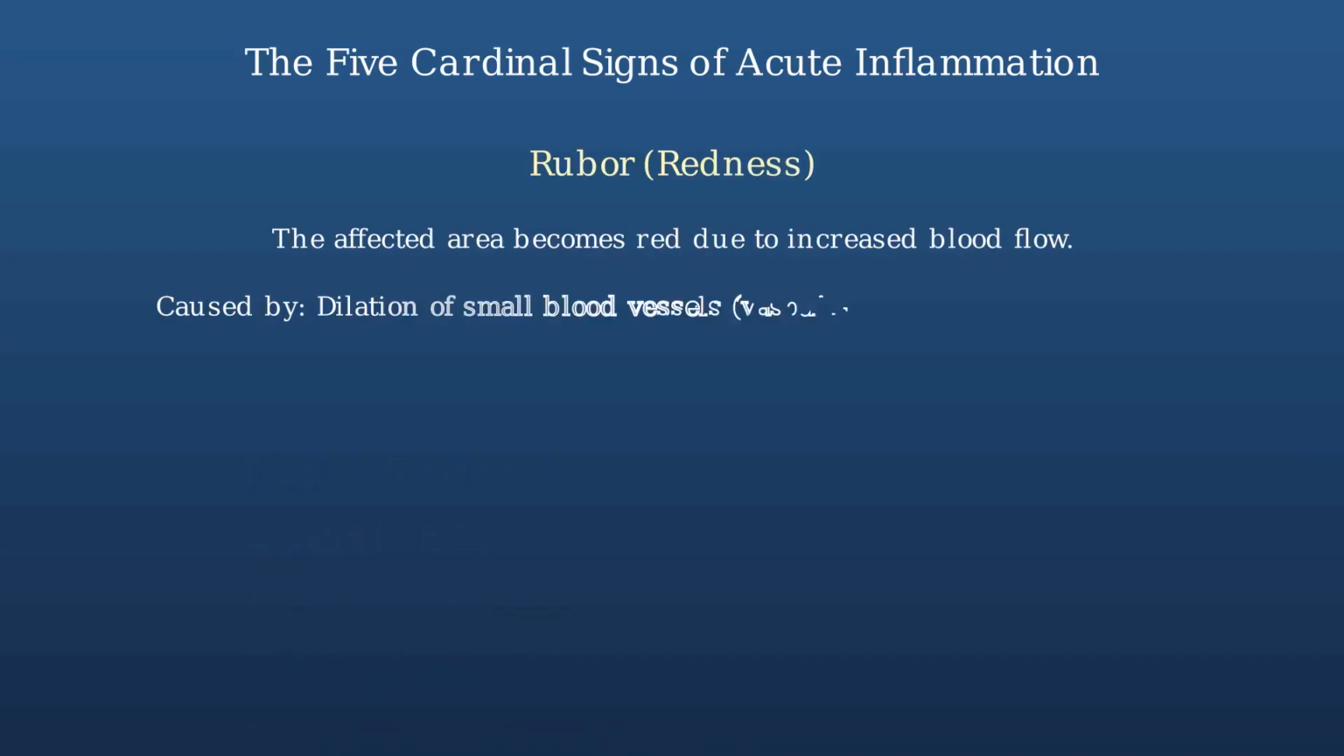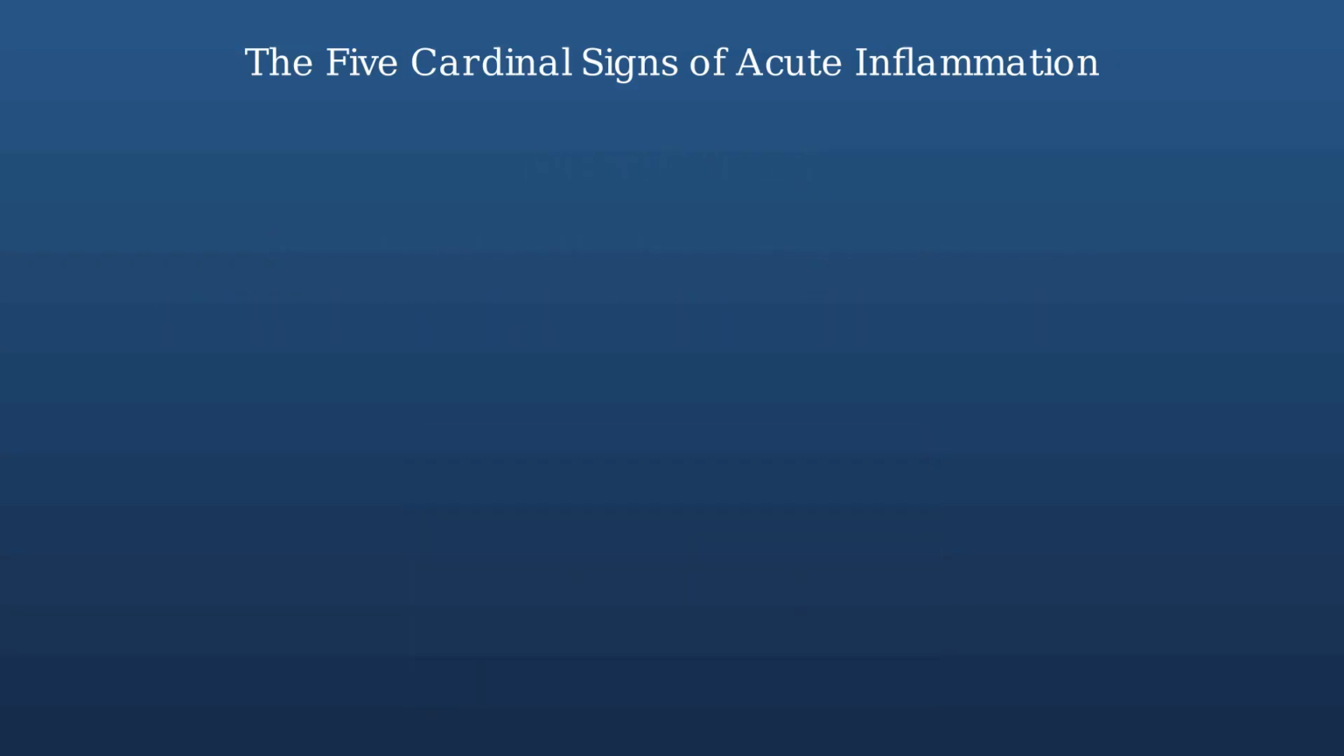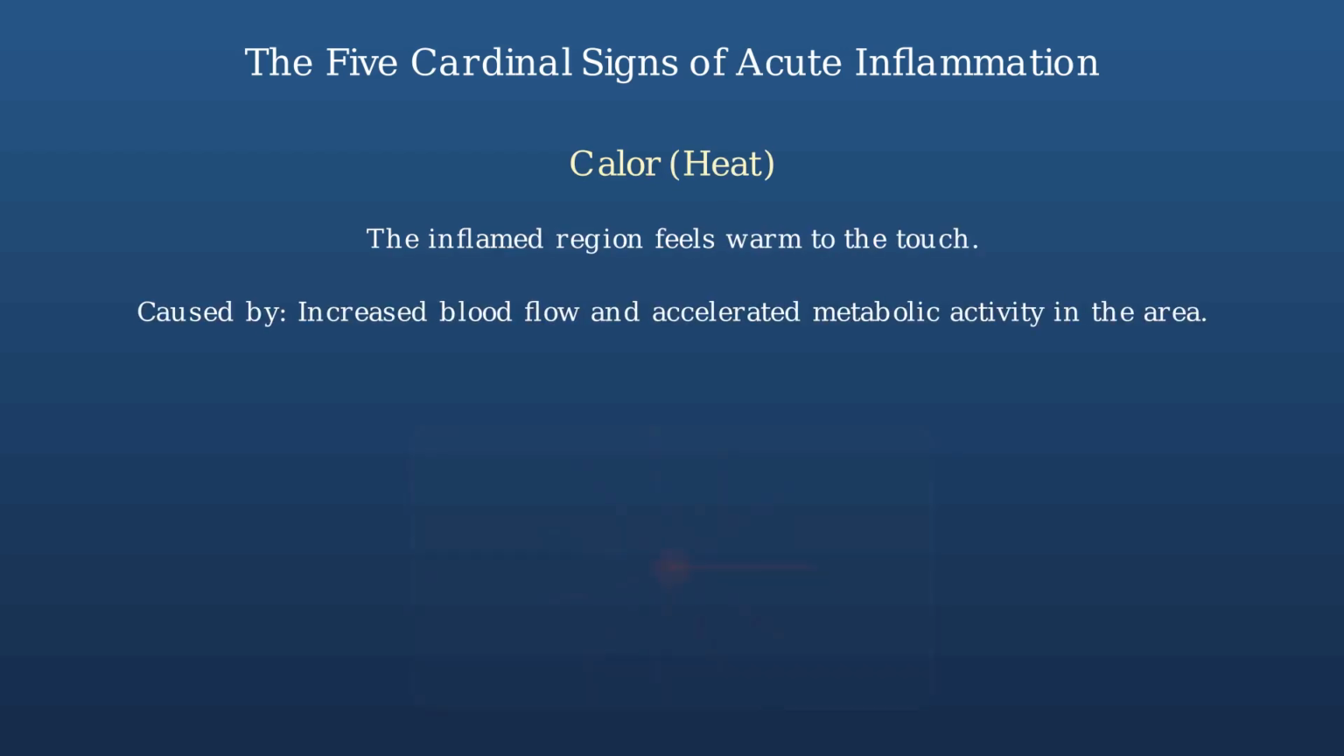The first cardinal sign is rubor, or redness. The affected area becomes red due to vasodilation, which means the small blood vessels in the area dilate, increasing blood flow to the tissue. The second sign is calor, or heat.